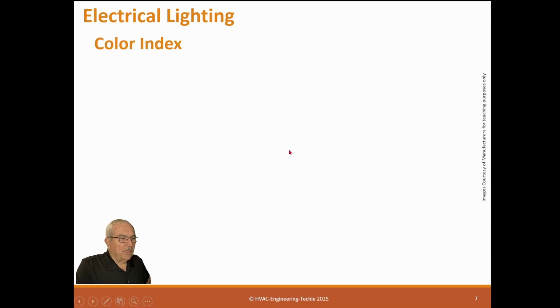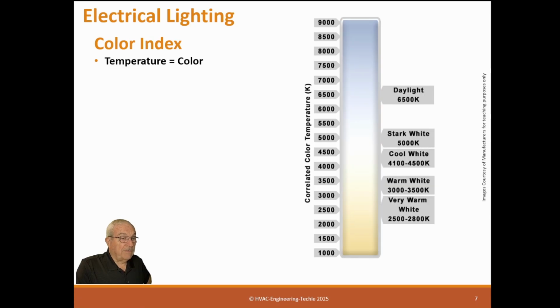So the first thing I want to talk about is color index. Now, all lamp sources have a different color. Correlated color temperatures in Kelvin. So it goes from 1,000 clear up to 9,000. But normally what we see is somewhere between 2,500, maybe 2,400, up to about 6,500, which is the starkest light from outside. And we want to be somewhere in between. And normally we want a color match in the same space.